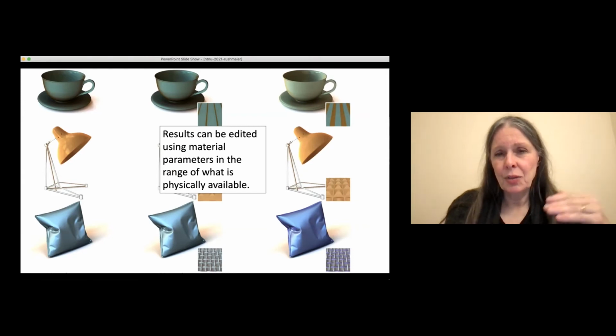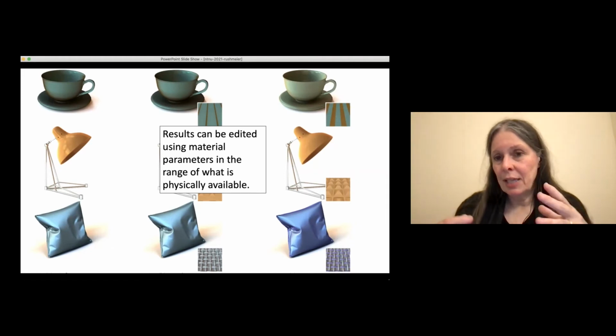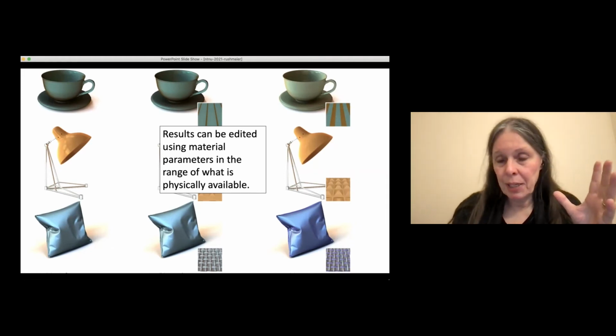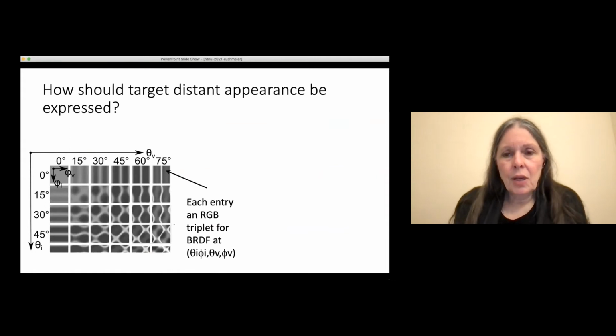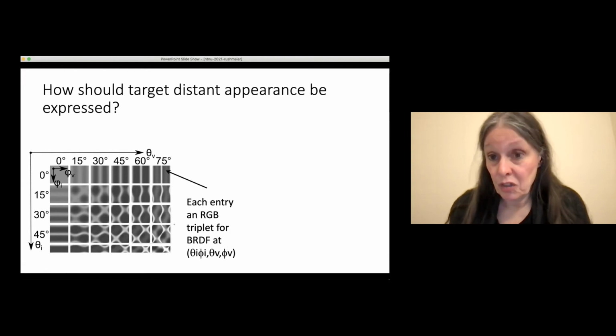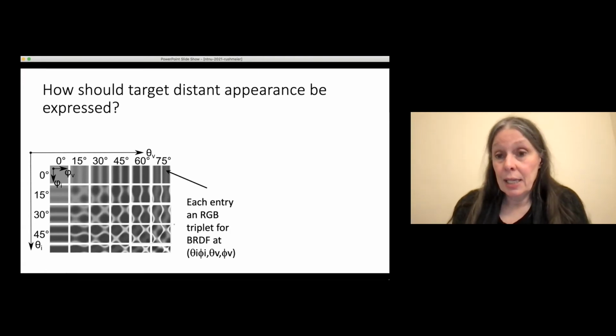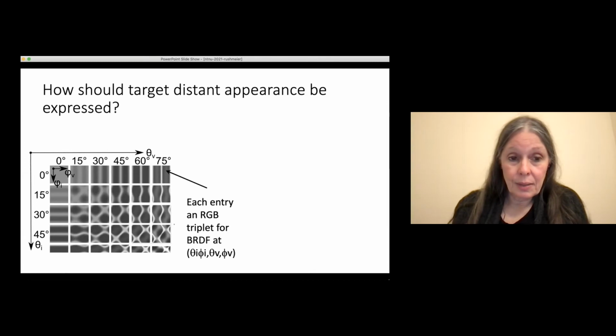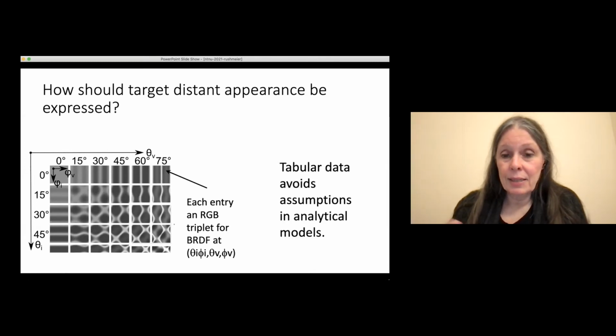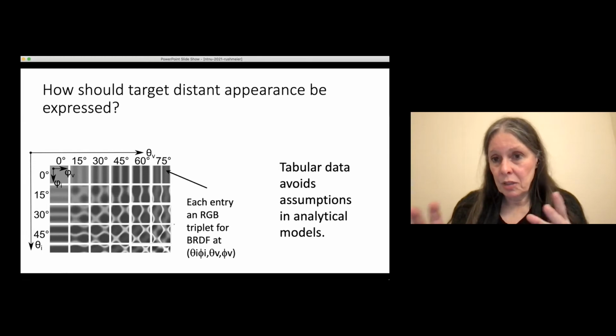The important thing in thinking about physical materials is that you don't just design any random appearance; you're going to end up with something that you can actually make, because it's a geometry that you are able to produce physically. So we have this designed distant appearance. How should that be expressed? Well, the most general way, as in the material appearance work, is to use a tabular BRDF, this 4D matrix again. And again, this takes away any assumptions or limitations that are embedded in any particular analytical model.